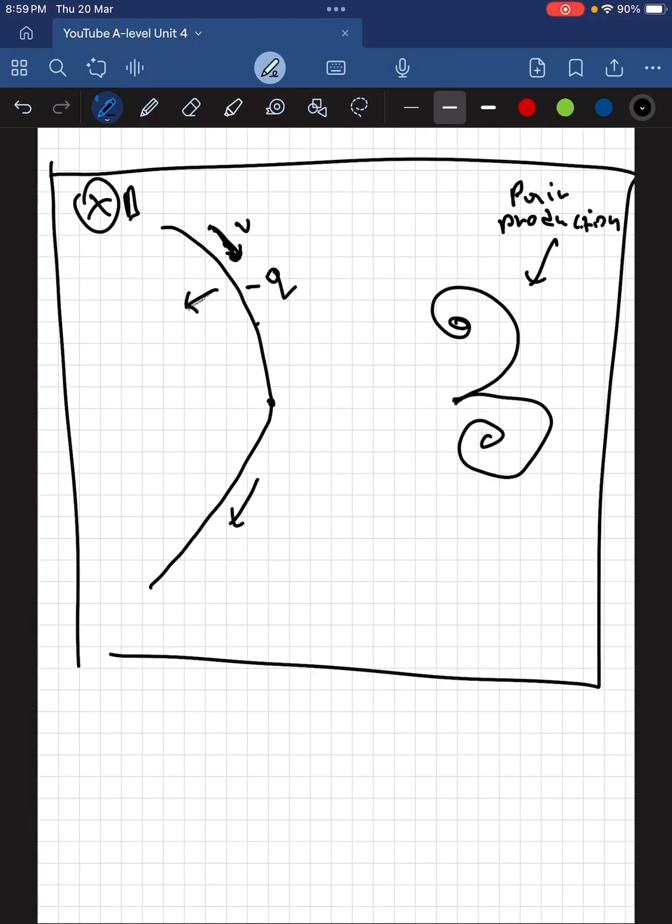Since this moves in this direction and it kind of spirals like that, we know that it experiences a force this way, and this guy experiences a force in that direction. So if we put our index finger in the direction of B and our middle finger in the direction of the velocity, we see that the force should be in this direction. Therefore, this particle that moves in this direction is also negative, because it cannot be positive. If it was positive, it was going to bend this way, but it doesn't do that. So we have a negatively charged particle coming into this point, and another negatively charged particle coming out of that point. And then at this point over here, we have a pair production.